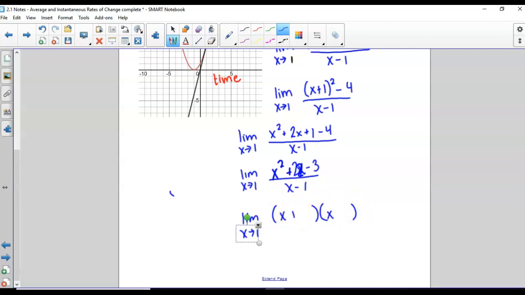And you can factor into x plus 3, x minus 1. And we'll cancel those x minus 1s. So then we can just plug in our 1. So 1 plus 3 will give us 4. And that's what we said just looking at the graph. That was what we estimated our slope to be.